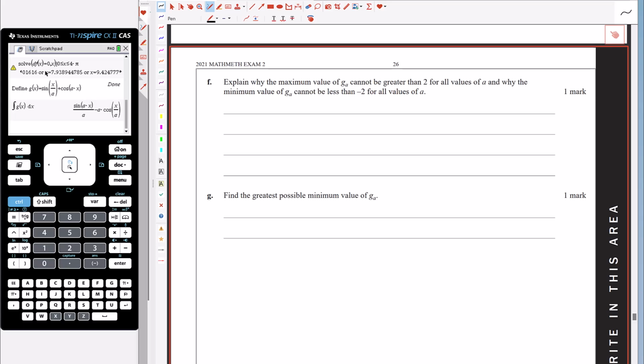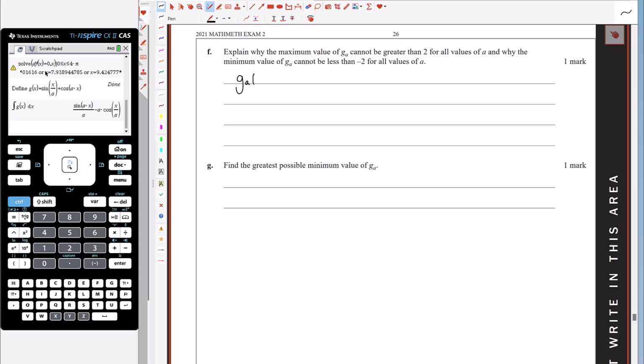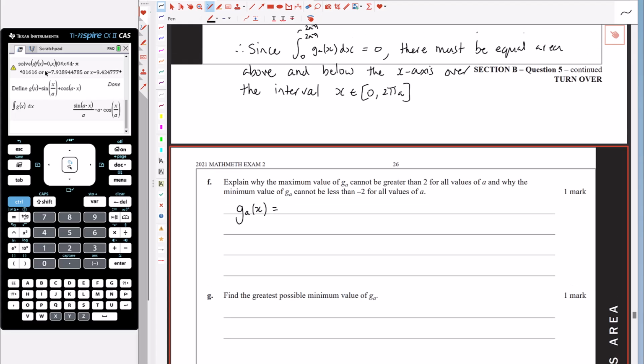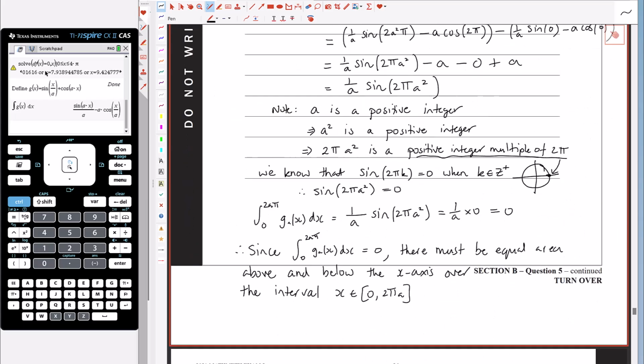Okay, part F, explain why the maximum value of GA cannot be greater than 2 for all values of A, and why the minimum value of GA cannot be less than negative 2 for all values of A. Okay, this is really just about us thinking about the fact that this is a sum of two functions. So GA of x is sine of x on A plus cos of AX.